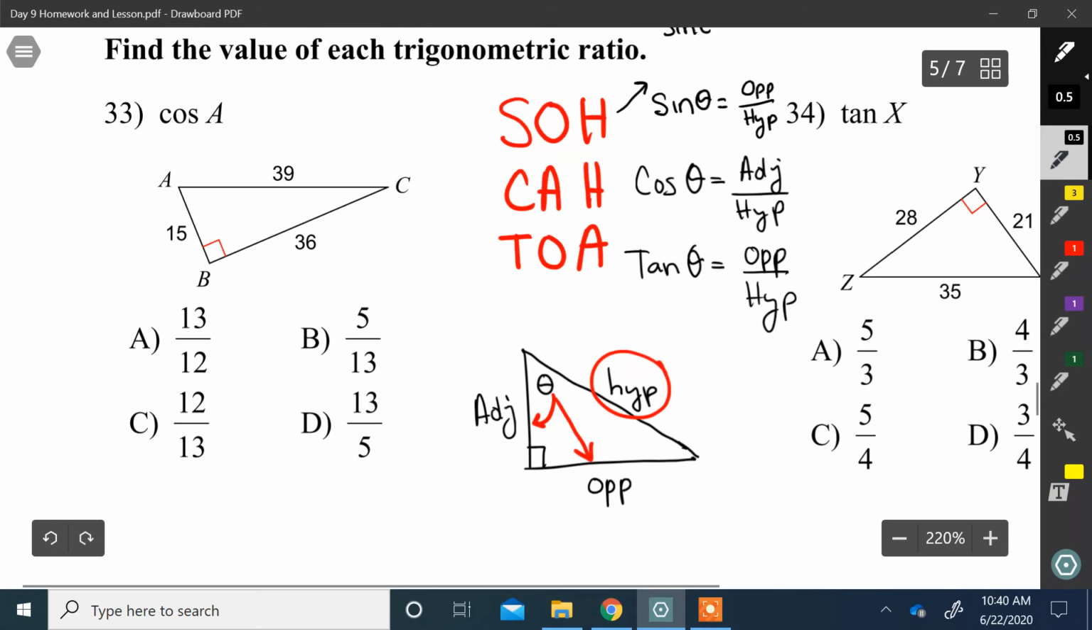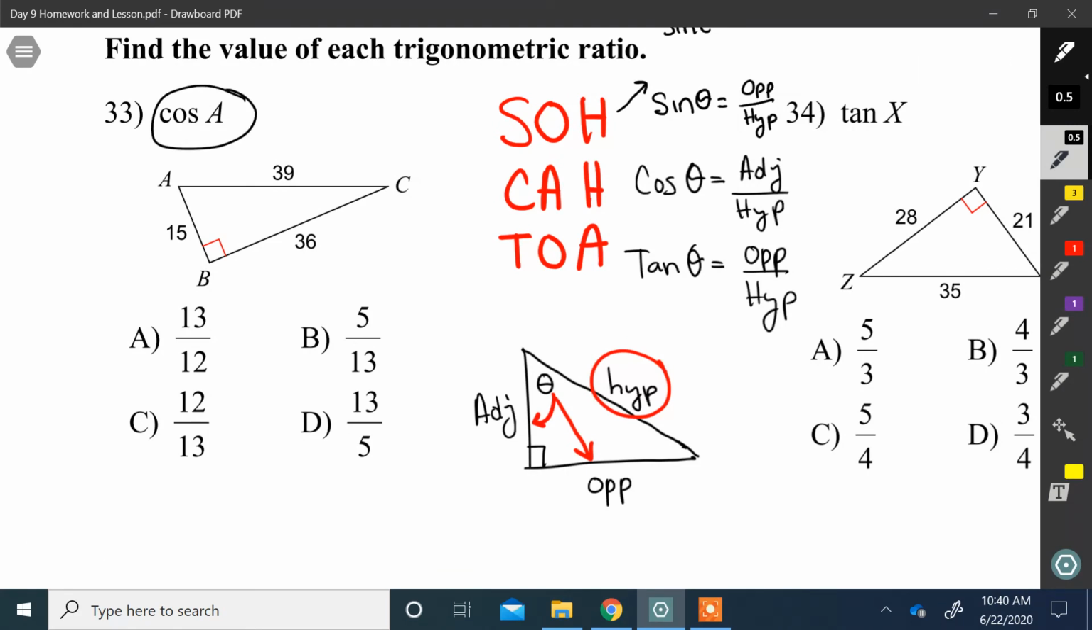So what do they mean by find the trigonometric ratio of cosine A? Well, here's what it means. First of all, identify the theta. The theta is this right here. It's A. It's that angle A.